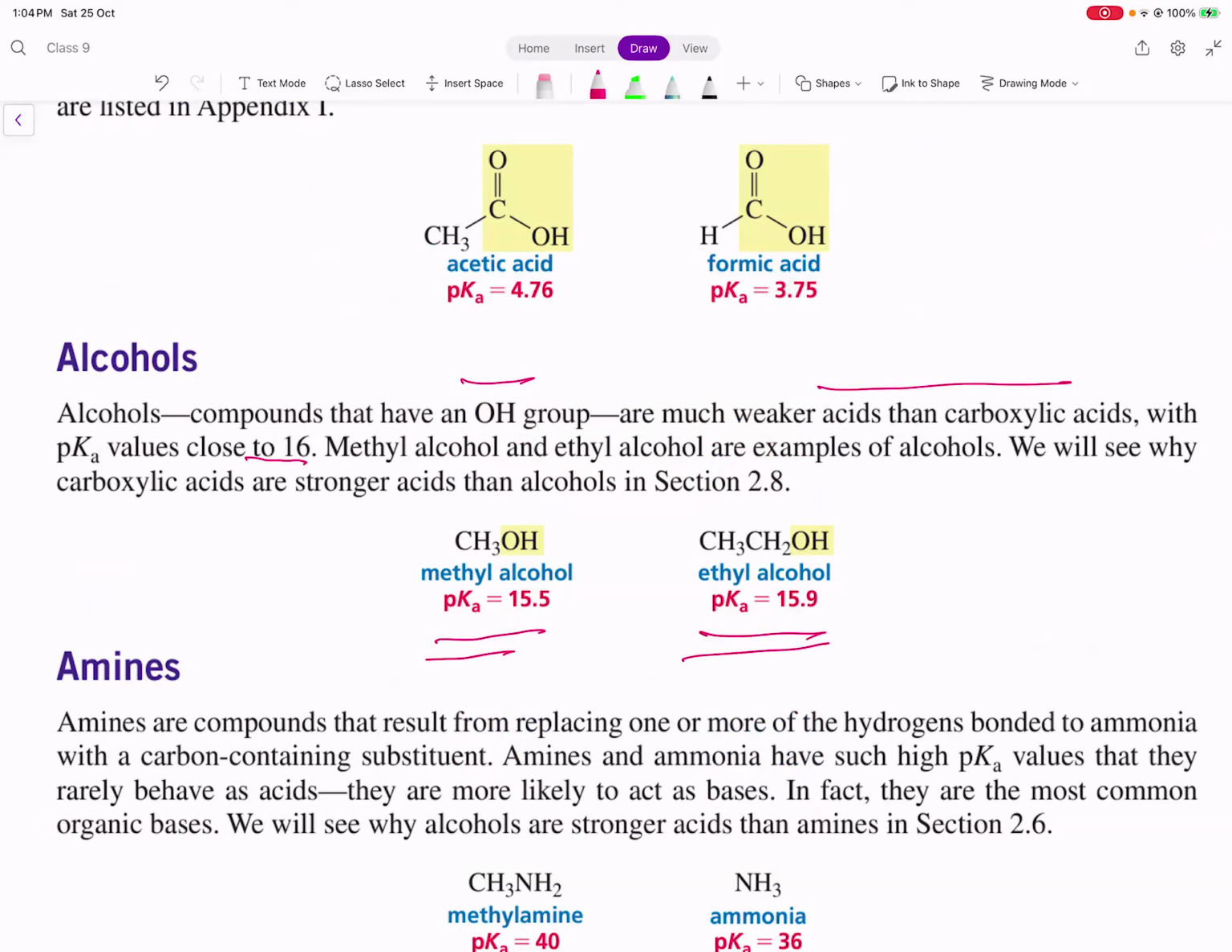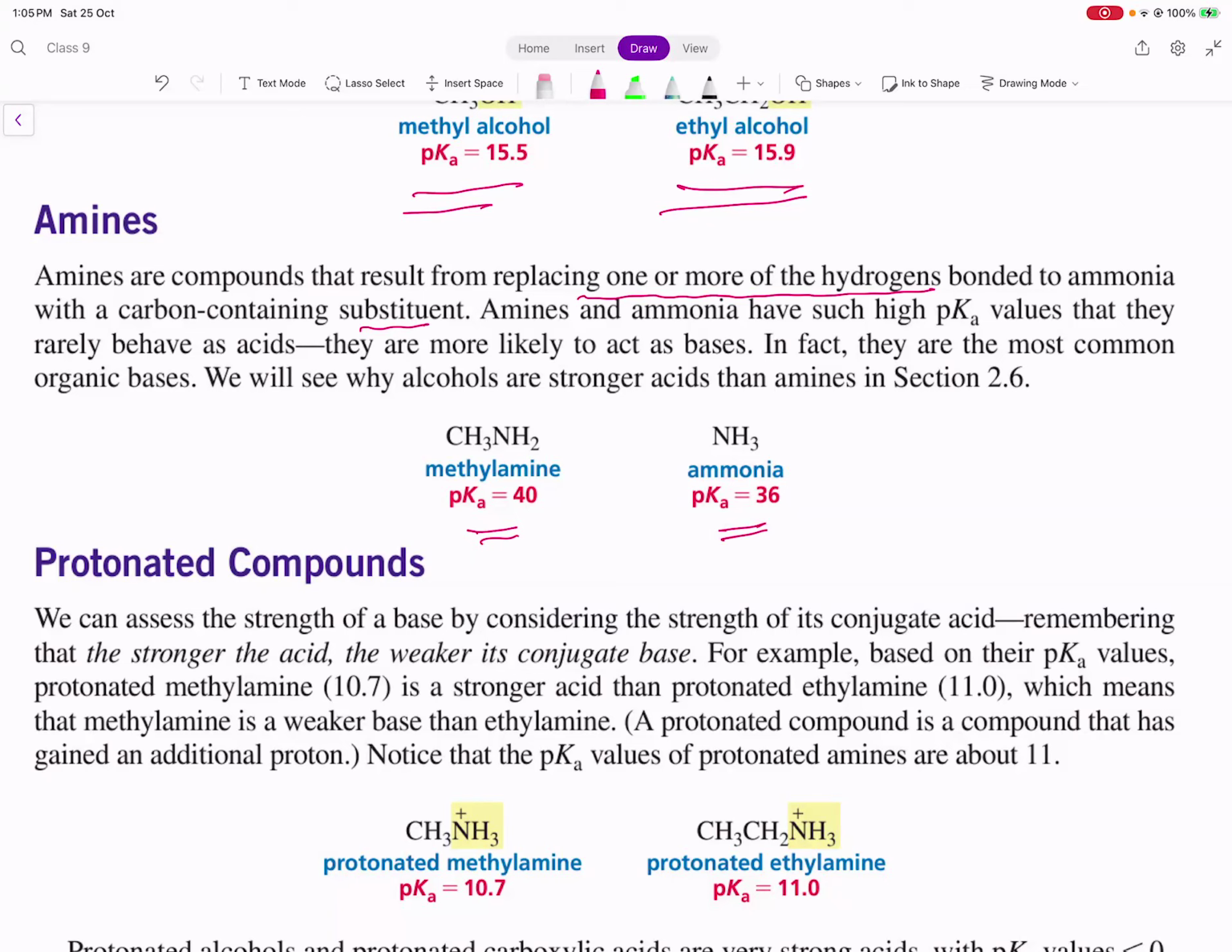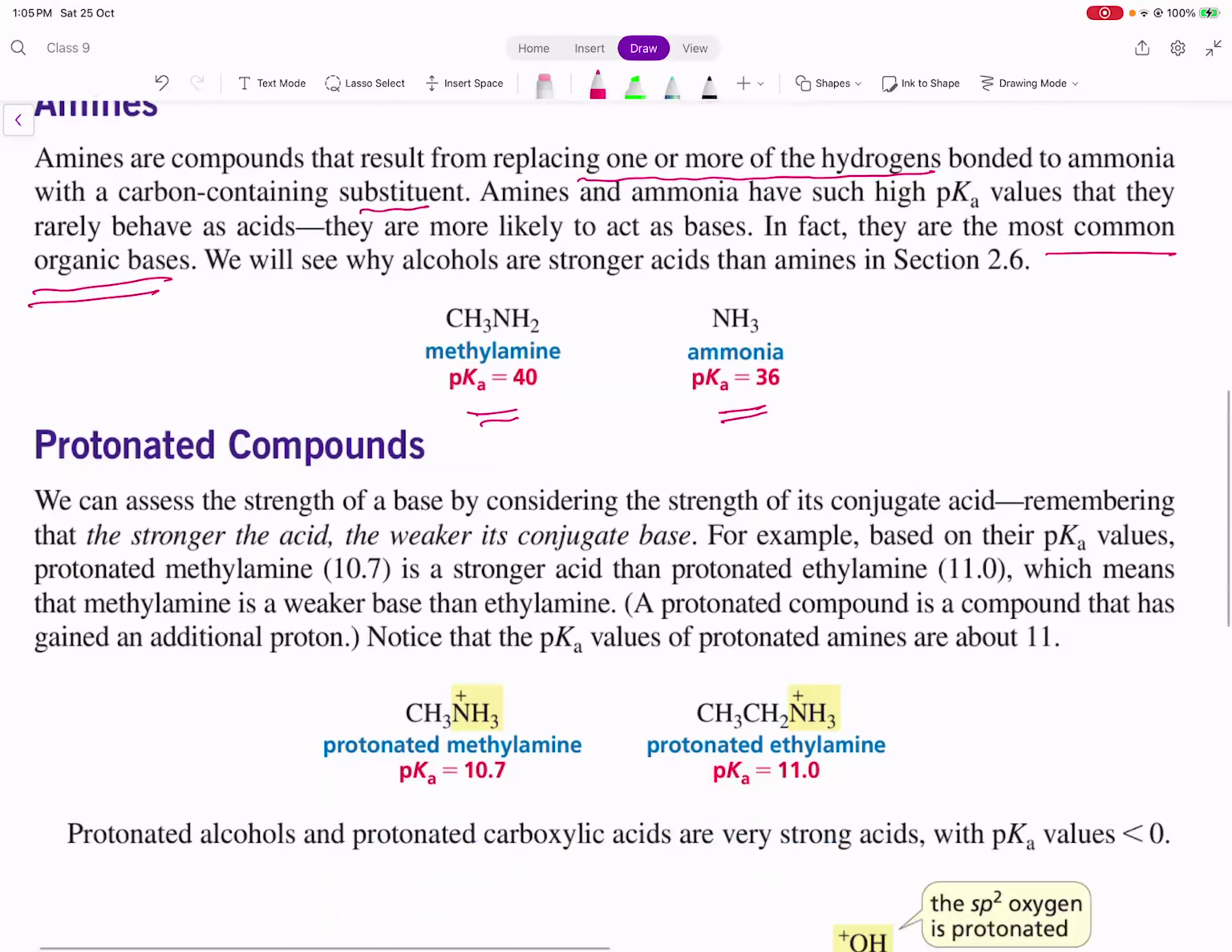Finally, we have amines. Amines are compounds that result from replacing one or more of the hydrogens bonded to ammonia with a carbon-containing substituent. From ammonia, if I attach CH3 in place of one hydrogen, I will get methylamine. This is ammonia. You can see their pK values are 40 and 36. They are very, very weak acids. In fact, they are so weak that they are actually called bases. They are the most common organic bases.